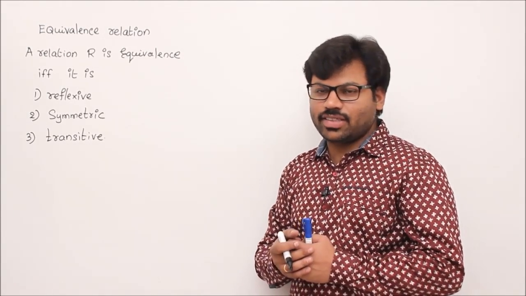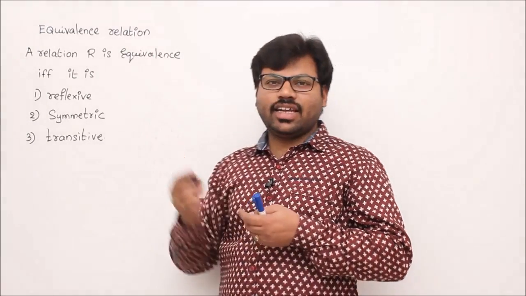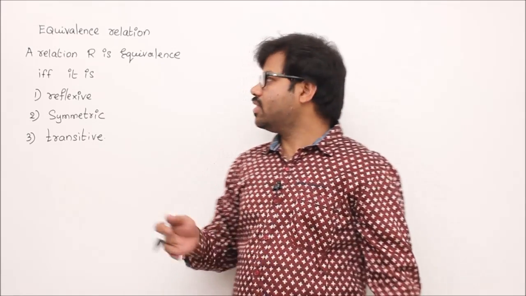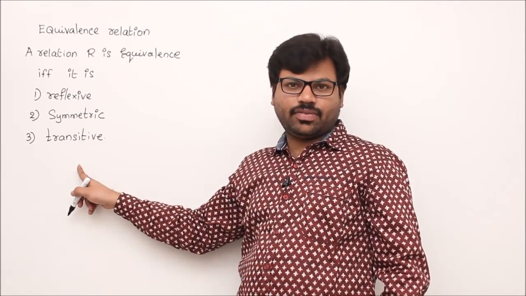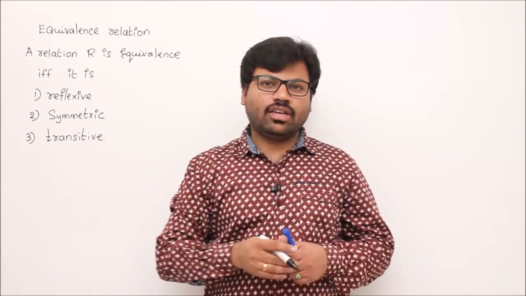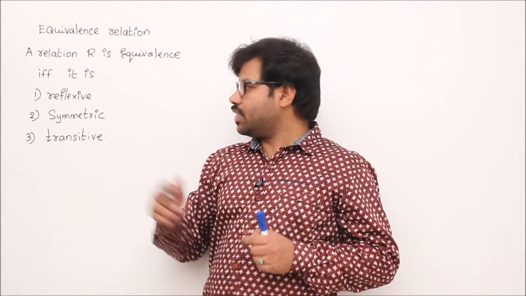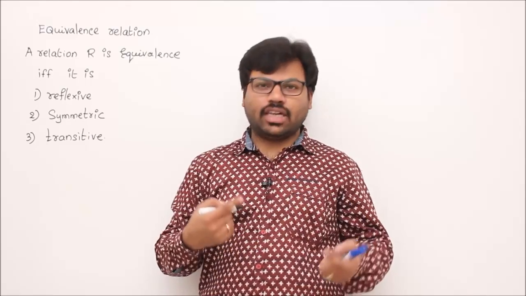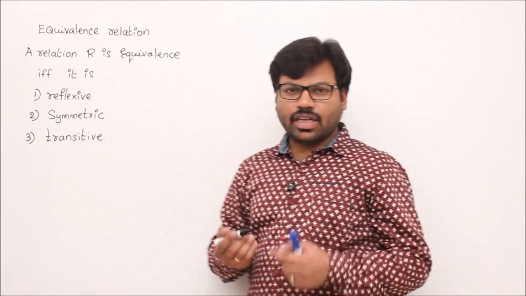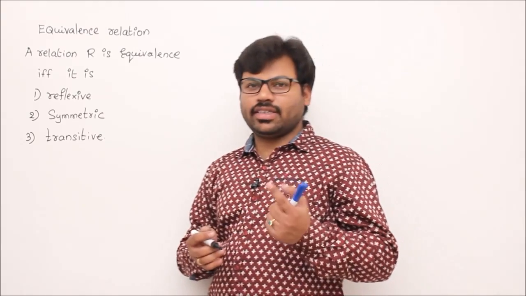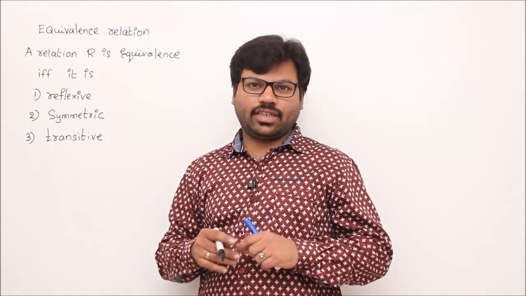Let's talk about equivalence relations. An equivalence relation is a relation which is reflexive, symmetric and transitive. Okay, go through the definition. Whenever a relation satisfies these three conditions, automatically that will become equivalence. Otherwise it is not. In the exam they give you a relation and they ask whether it is equivalence or not. How to check it?